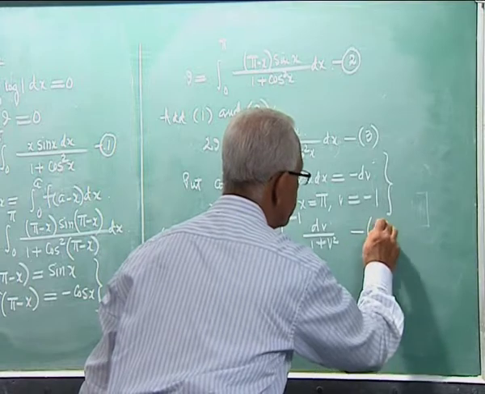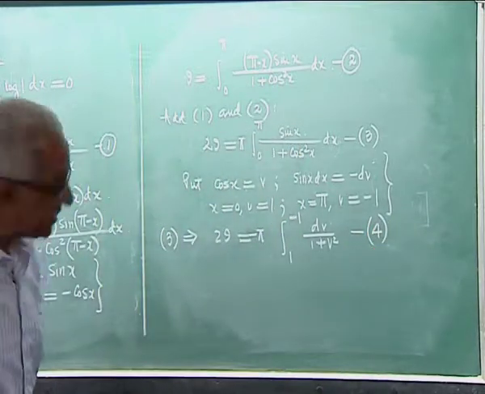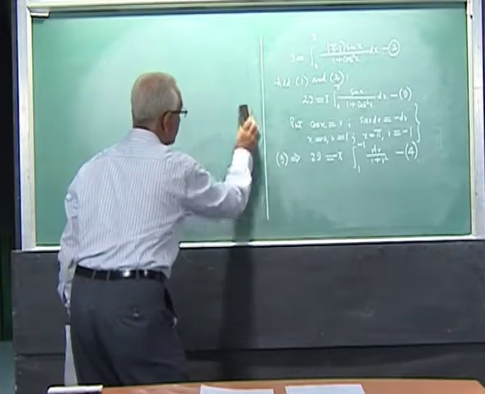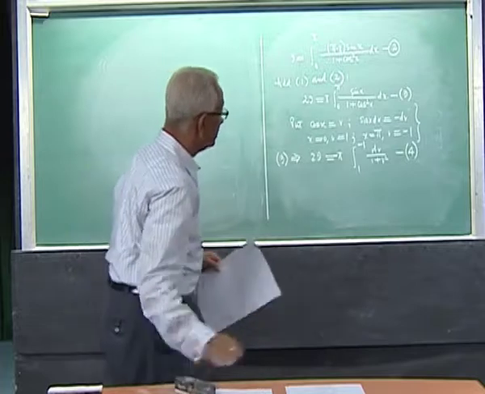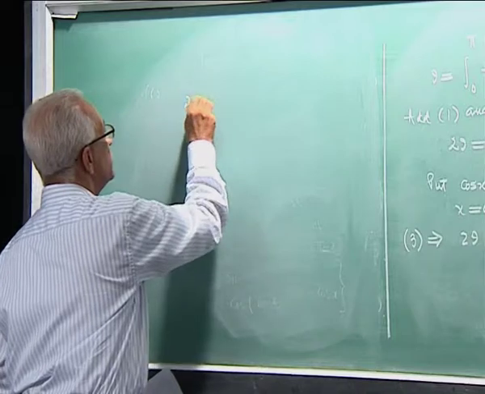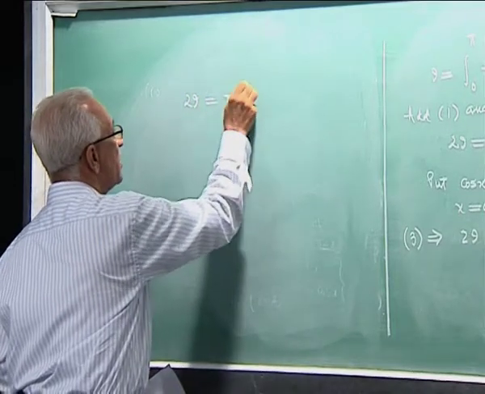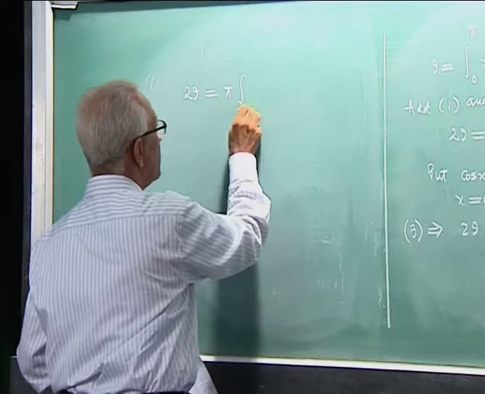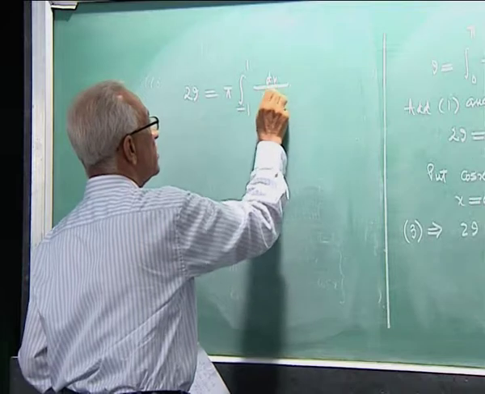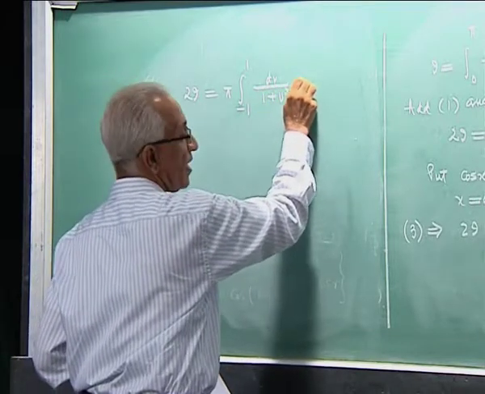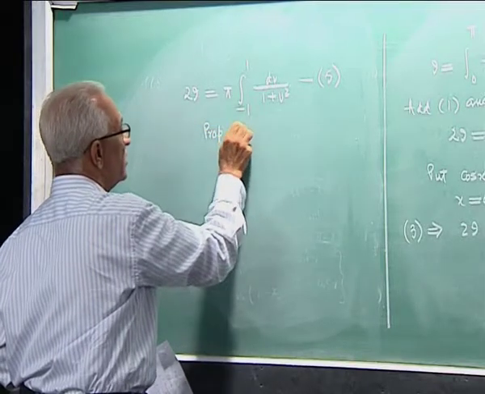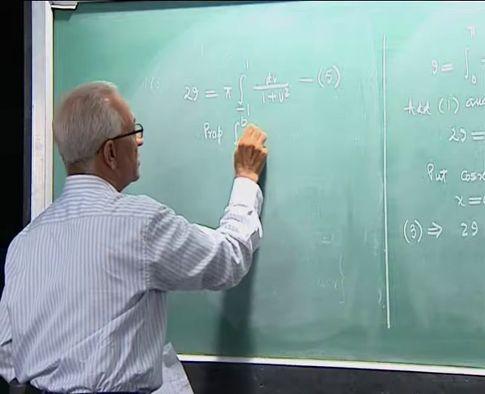But at this stage, if you recall, we can apply another very important property. That property is that if the limits are interchanged, the sign can be altered, and therefore I will be having 2 times the integral equal to pi. This will become the integral from minus 1 to plus 1 of dv upon 1 plus v square. I'll call it fifth.